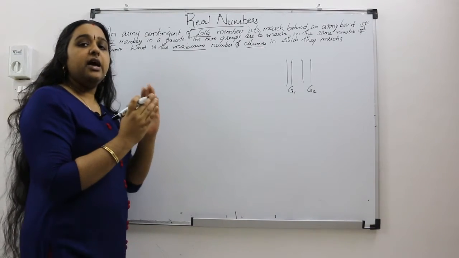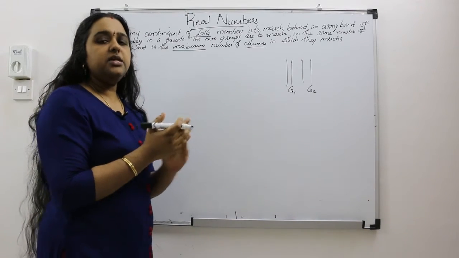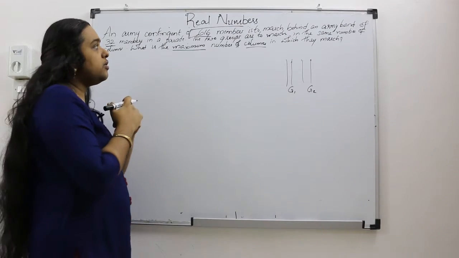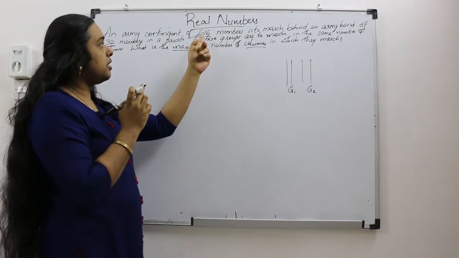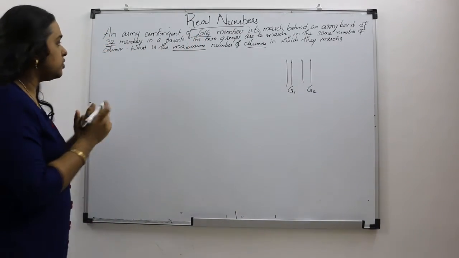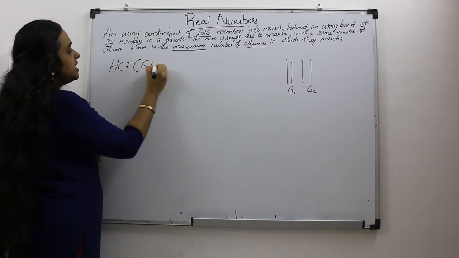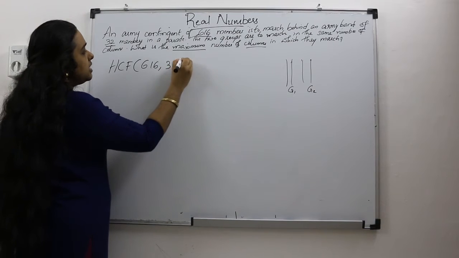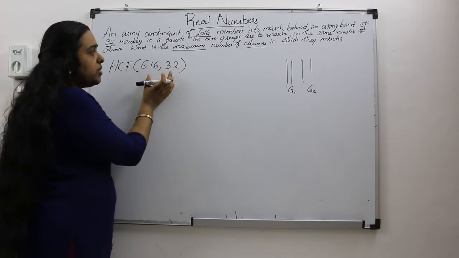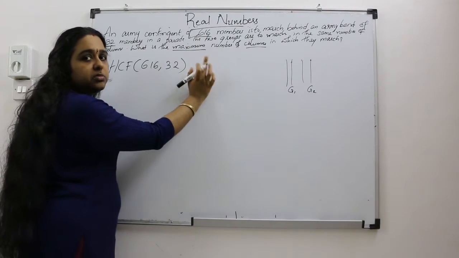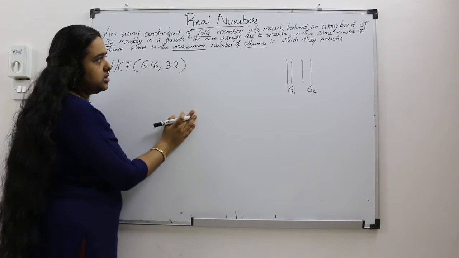We have to find the highest common factor. That means we have to find the HCF. So how are we going to find the HCF of two numbers? The numbers given are 616 and 32. The highest common factor of these two numbers will be the maximum number of columns in which they march.